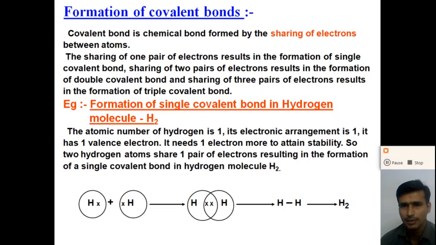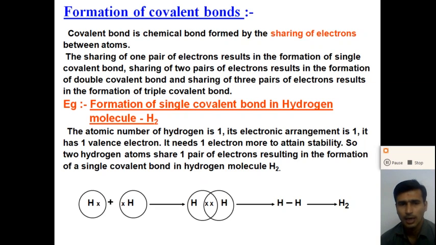By sharing a single electron pair, it forms a single covalent bond. Sharing two pairs of electrons results in a double covalent bond, and sharing three pairs of electrons results in a triple covalent bond.